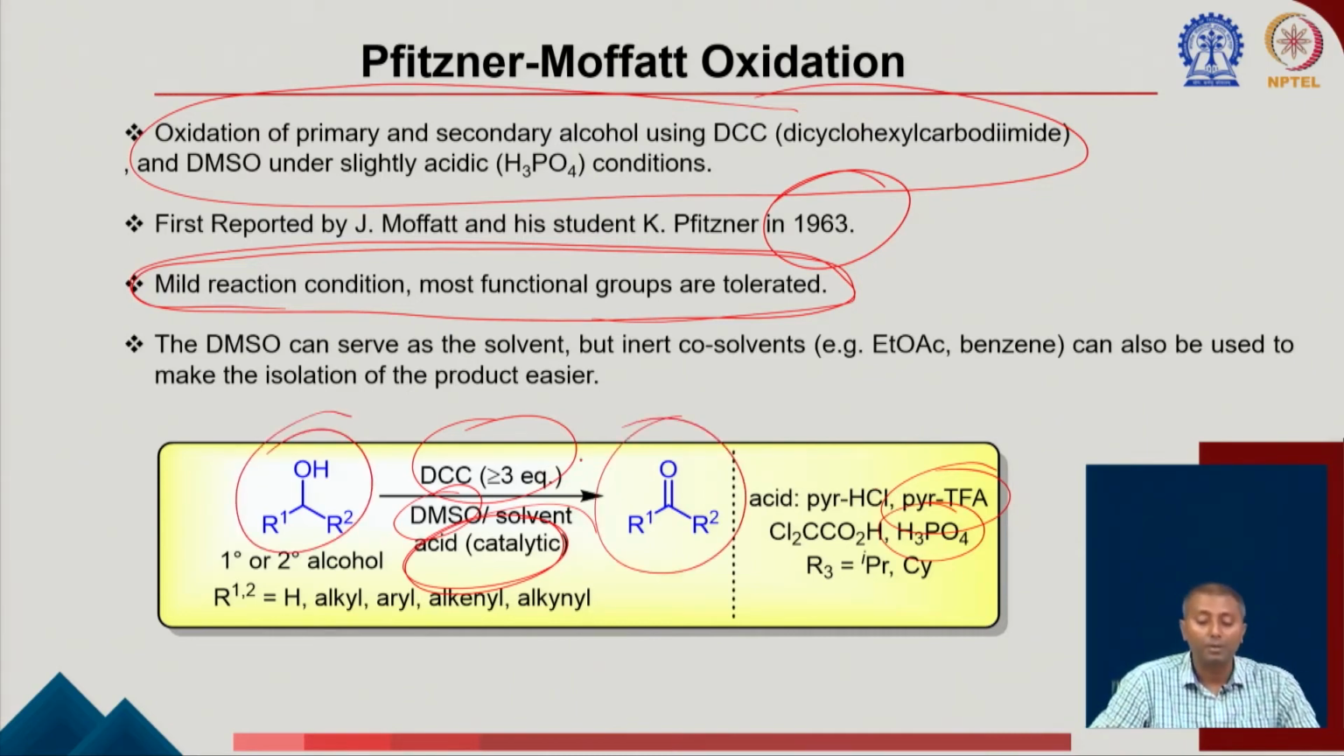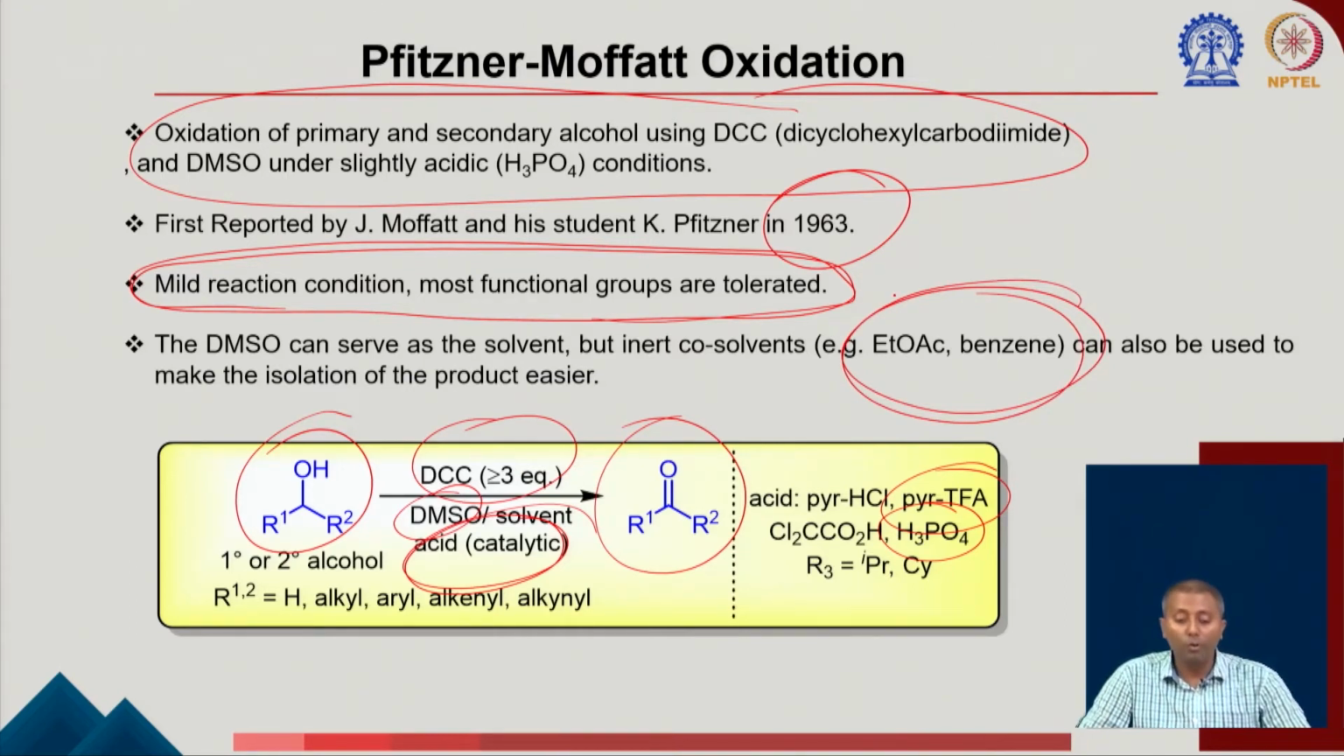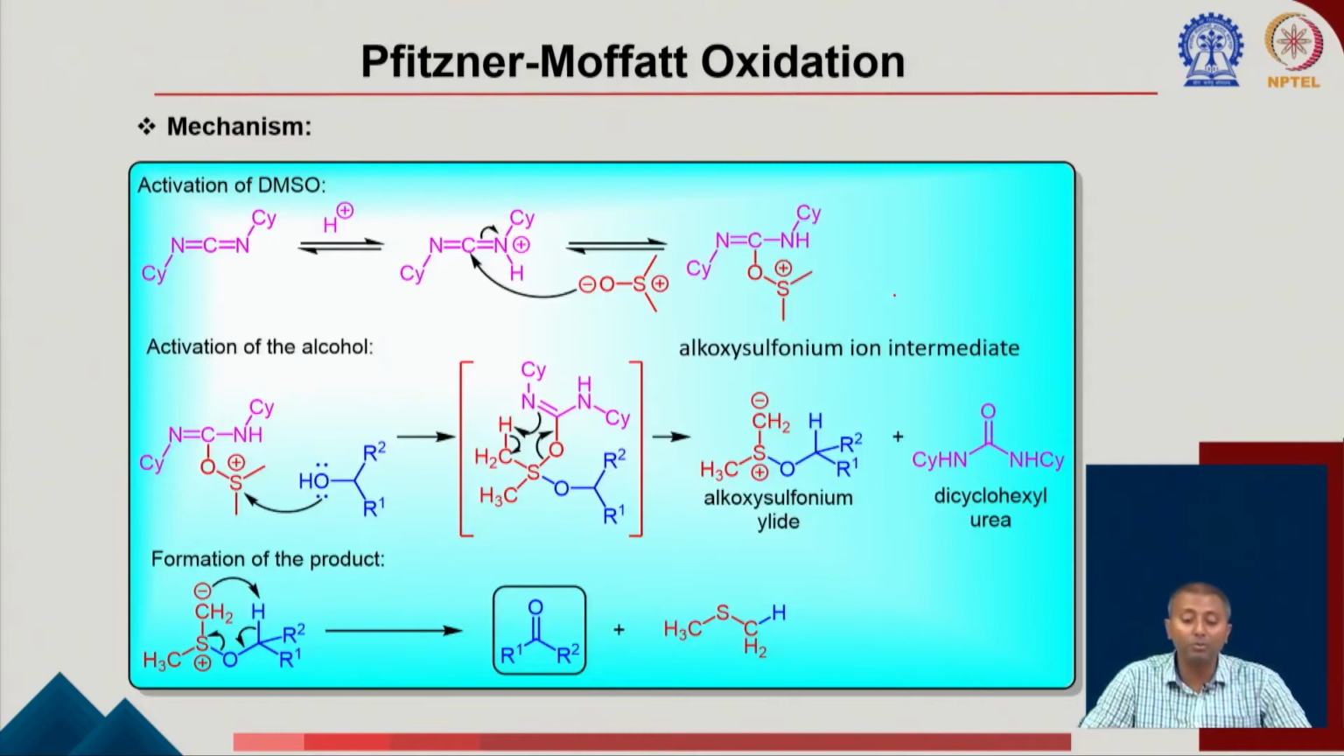So DMSO is not always used only as a solvent; sometimes you can use an inert co-solvent like ethyl acetate or benzene in this reaction. Okay, so that can make the isolation easier, because if you use only DMSO, because of the high boiling point, sometimes it will be difficult to remove. So we talked about the Pfitzner-Moffatt oxidation. Now we are going to move further and try to show you the mechanism of this reaction.